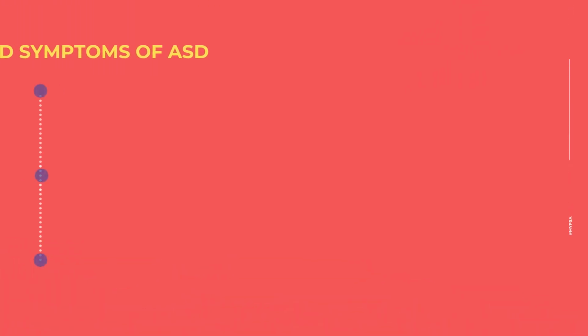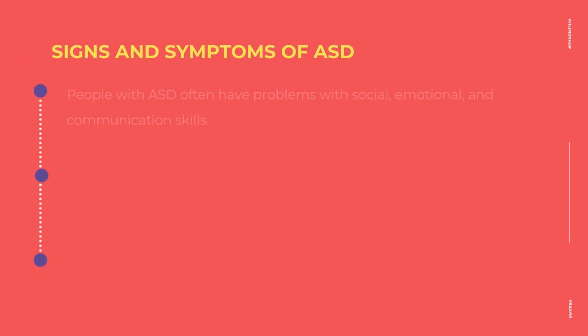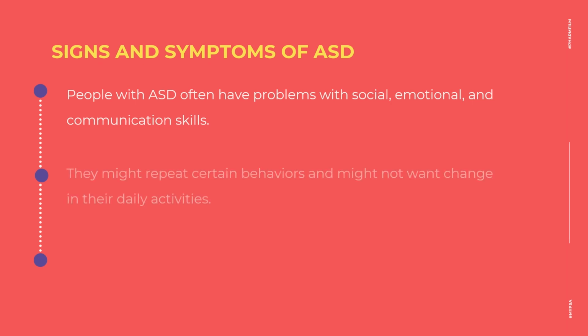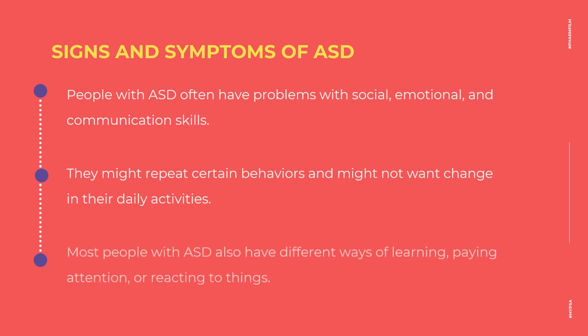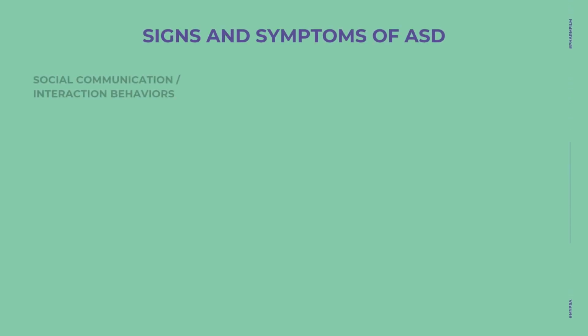People with ASD often have problems with social, emotional, and communication skills. They might repeat certain behaviors and might not want change in their daily life. As suggested, most people with ASD also have different ways of learning, paying attention, or reacting to things. The signs and symptoms of ASD can be classified into social communication or interaction behaviors and restrictive or repetitive behaviors.